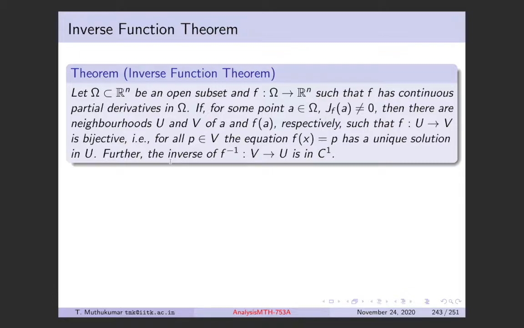So, what is the statement of the inverse function theorem? The inverse function theorem tells you that if you have a map F, which has continuous partial derivatives, from the domain omega, which is an open subset of Rn, to Rn. So it's a map from Rn to Rn where the domain is omega, and F admits continuous partial derivatives in omega.